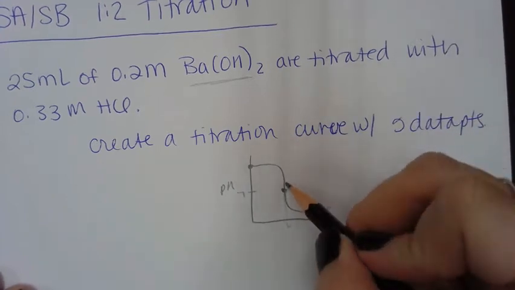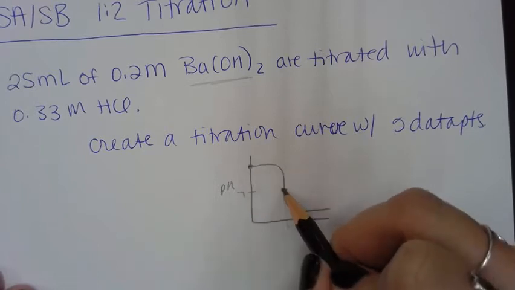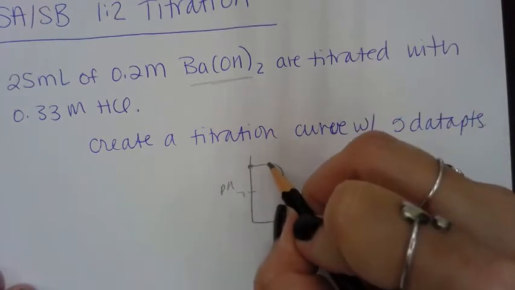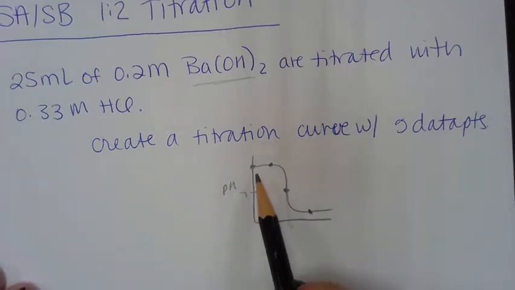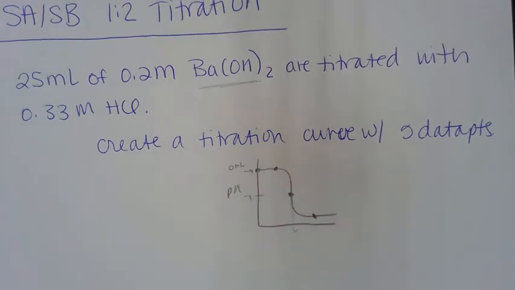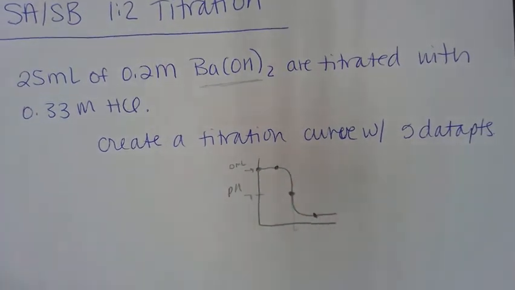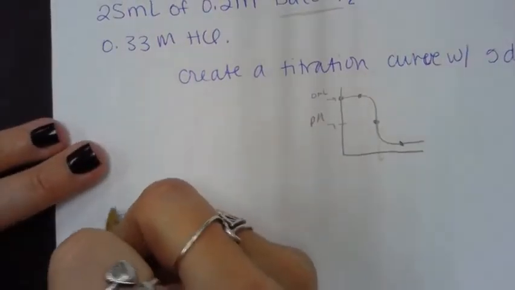So I'm going to calculate my initial pH here. I'm going to get a point here. I usually do halfway here, and then I'm going to do a point over here. This one I know is the initial, so that's going to have 0 milliliters of the acid added. But let's go ahead and figure out where the equivalence point is. Equivalence point is going to be a stoich calculation.